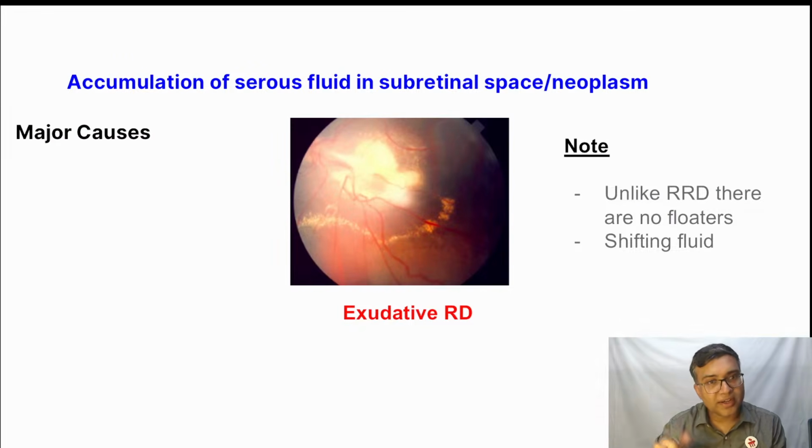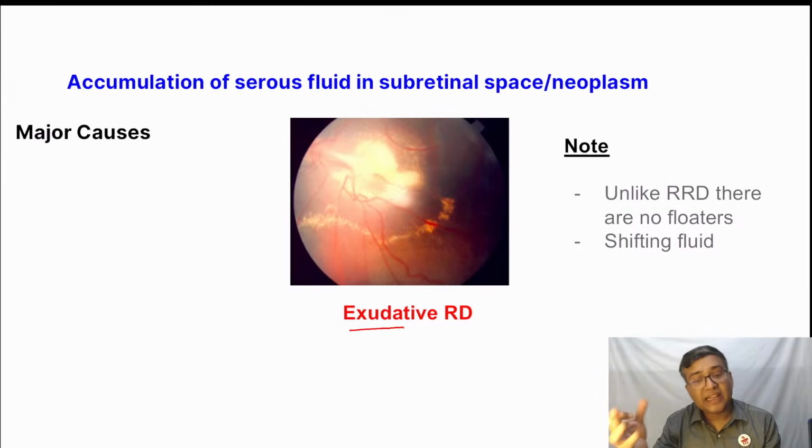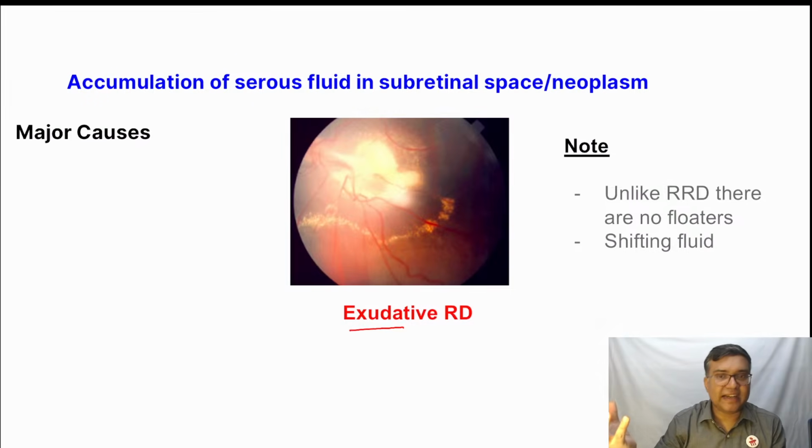Okay, so the next important type of retinal detachment is the exudative retinal detachment. As the word suggests, there is an exudation. So that means that we have the choriocapillaries or the retinal capillaries that are basically causing the exudation, and that is causing the retinal detachment.